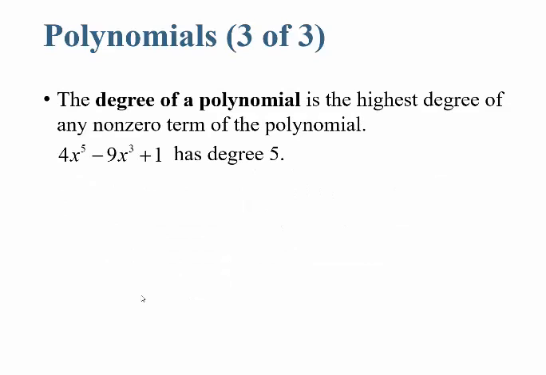All right, so the degree of a polynomial expression, so the degree of the polynomial as a whole, is just the highest degree of any non-zero term of the polynomial. So the degree of this expression here, well, we look at the highest exponent. The highest exponent is 5. So we say this polynomial expression, okay, is a degree 5 polynomial.